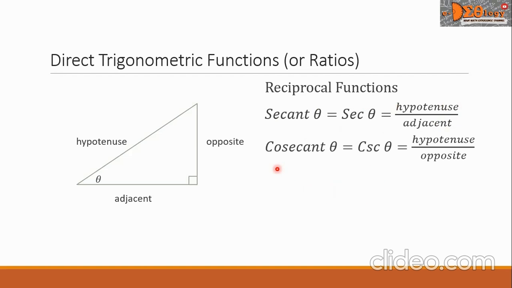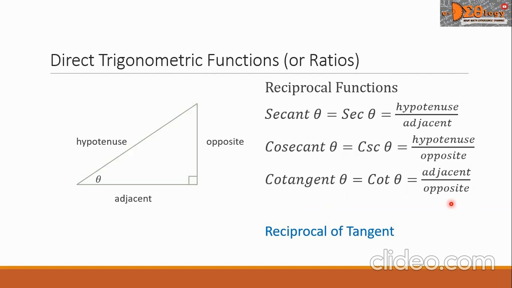The next function is cosecant theta with a symbol CSC, and the ratio is hypotenuse over opposite side. This is the reciprocal of the sine. The next function is the cotangent theta, symbolized by COT, and this is equal to the ratio of adjacent over opposite side. This is the reciprocal of the tangent.